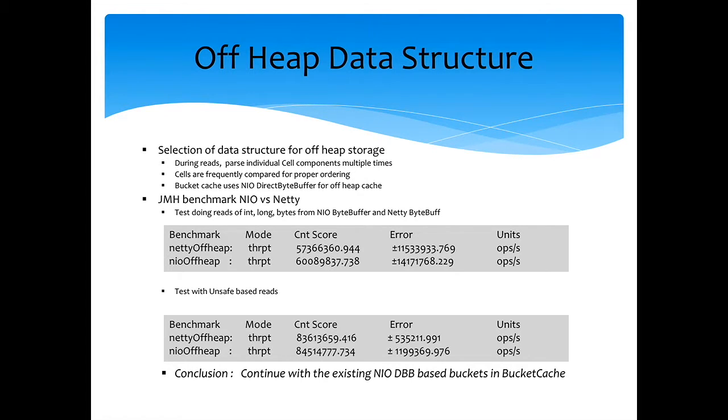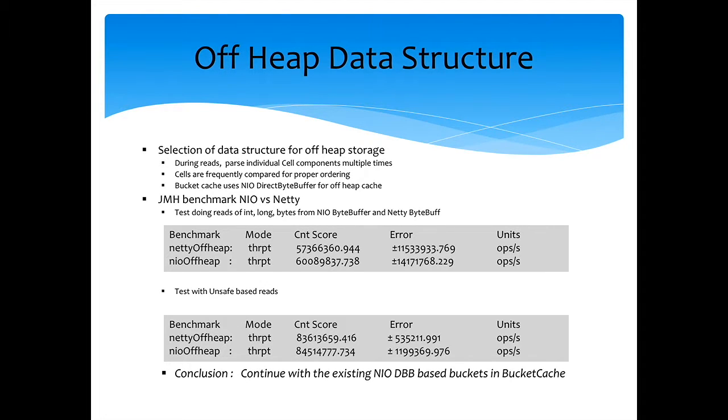Again, it's on the direct byte buffer, not on the heap byte buffer. When we compare on the heap byte buffer, things are different. Netty heap byte buffer is much, much better than NIO's. And also, we can see in HBase, in the read paths, we will try to do as much as possible of the unsafe kind of operations, which is giving much better throughput for us.